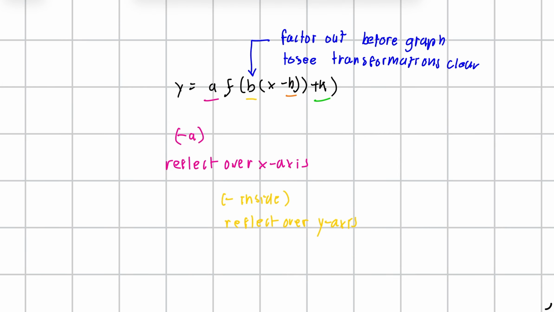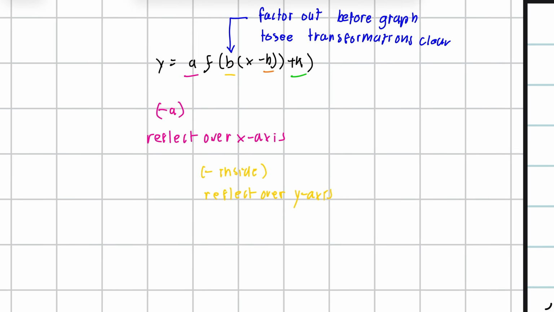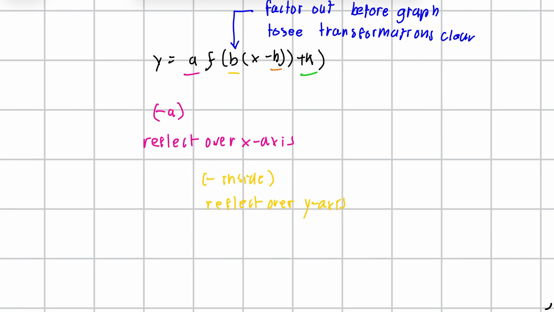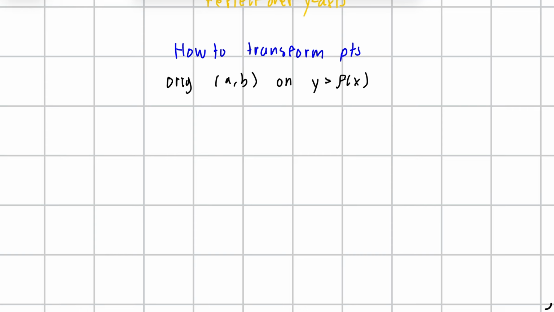Overall, on the outside, we have normal, intuitive responses to our graphs, but on the inside, we are going to have the opposite. So let's look at an example of how to transform some points. If we have originally (a, b) on y is f of x, let's say we want to do a vertical transformation.